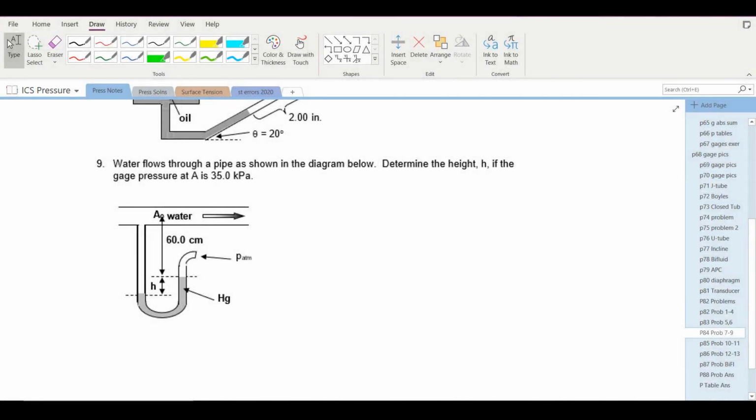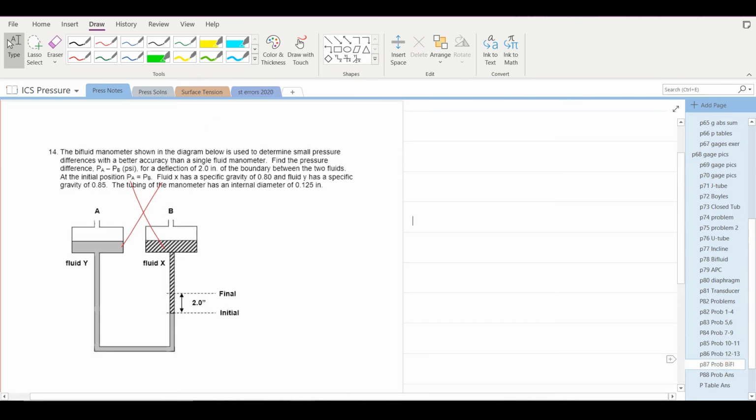At the end of the chapter on pressure, there are 14 problems for you to do. We've already worked through about half of them in the course of the lectures. It leaves us to do problems 9 through 14. And problem number 14, which is on page 87, I'm not going to do that one at this time.